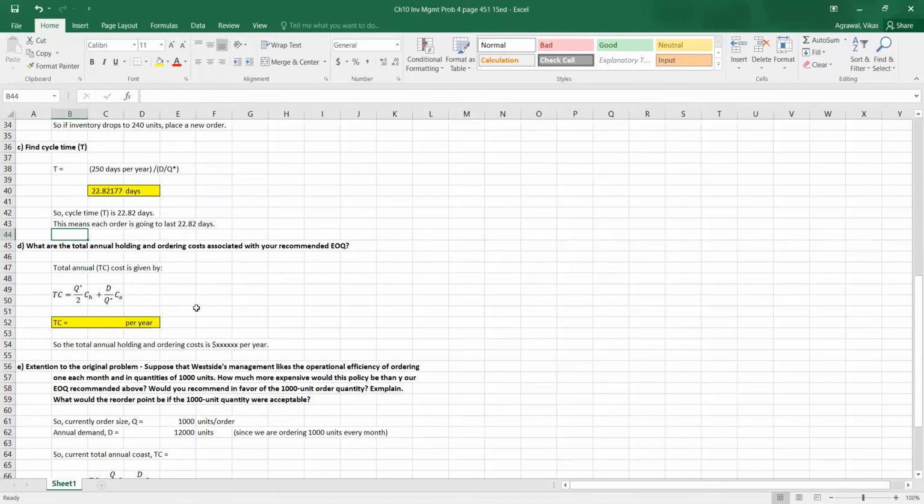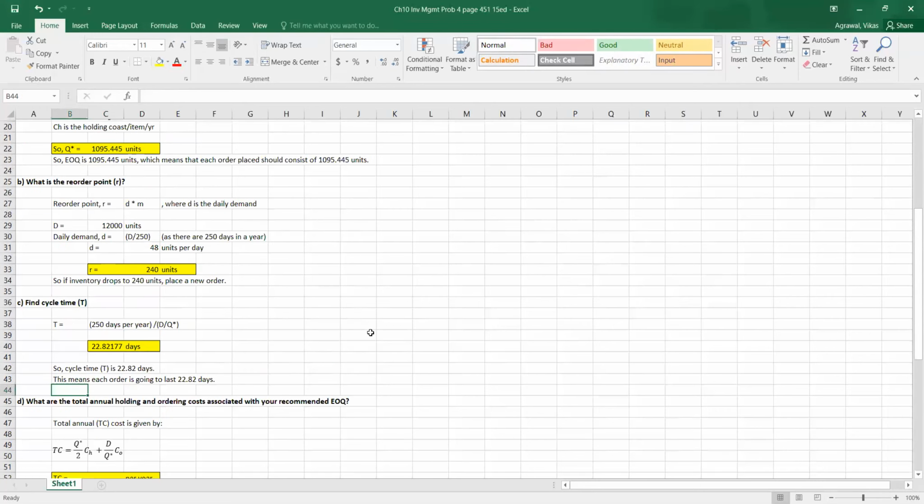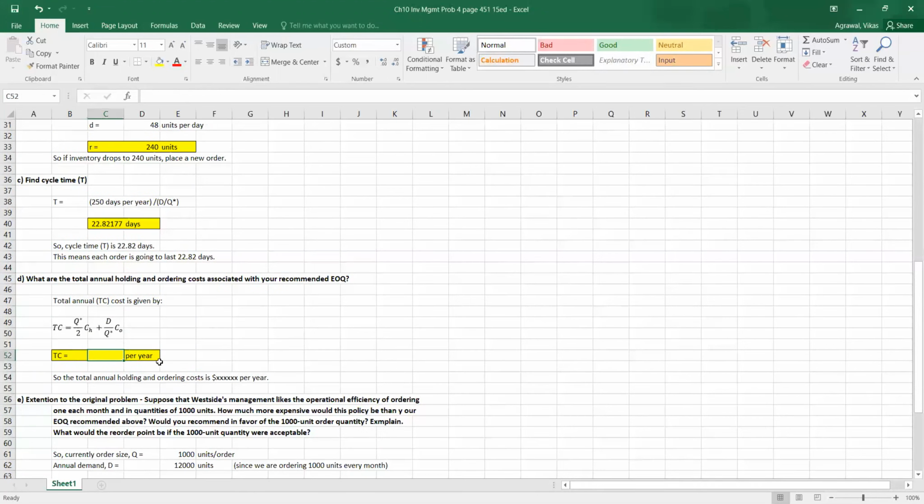Number 4 here is, what are the total annual holding cost and ordering costs associated with your recommended EOQ. So our EOQ here is 1095.4 units. For that economic order quantity, we need to find annual inventory management costs, and that's given by this formula here: economic order quantity divided by 2 times holding cost plus annual demand divided by economic order quantity times ordering cost. So we're going to put in the values there.